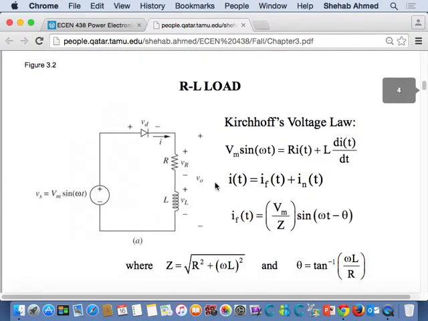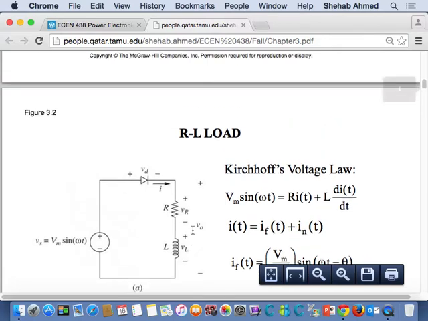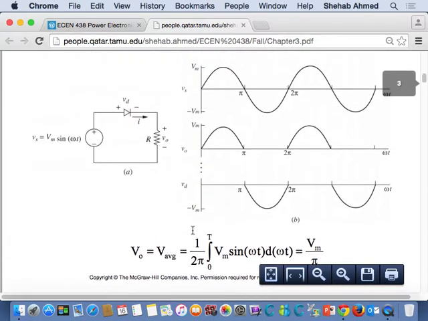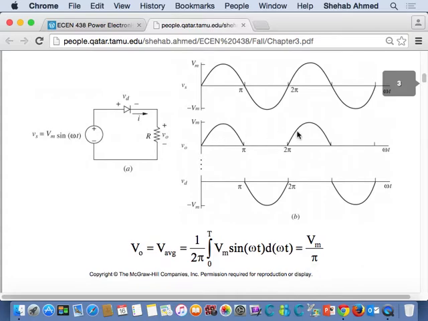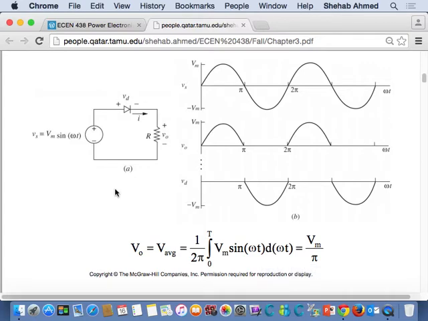So then we moved on to the RL load. This is where we first start seeing equations. Because in this case, what is the equation for the average output current? What's the average output current in this case?